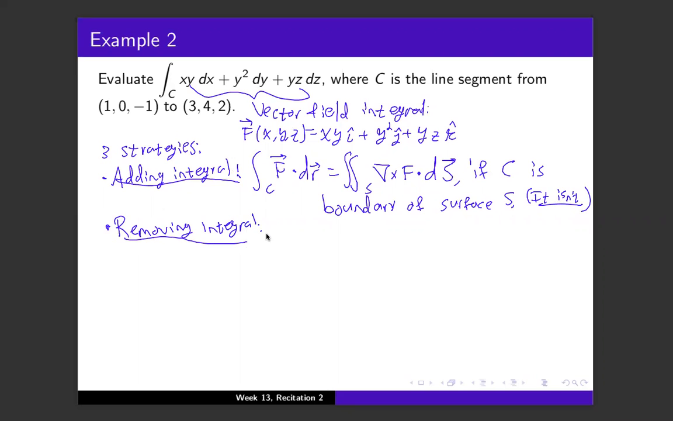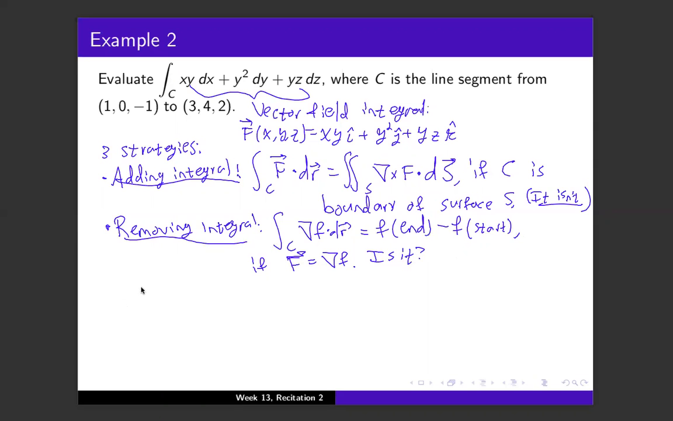You can do that too, using the fundamental theorem of line integrals, which says that if you take a line integral of a gradient, then that's the difference between f at the end and f at the start. Problem with this is this will only work if your vector field in question is in fact the gradient of something. Well, I don't know if it is or not, but let's find out.